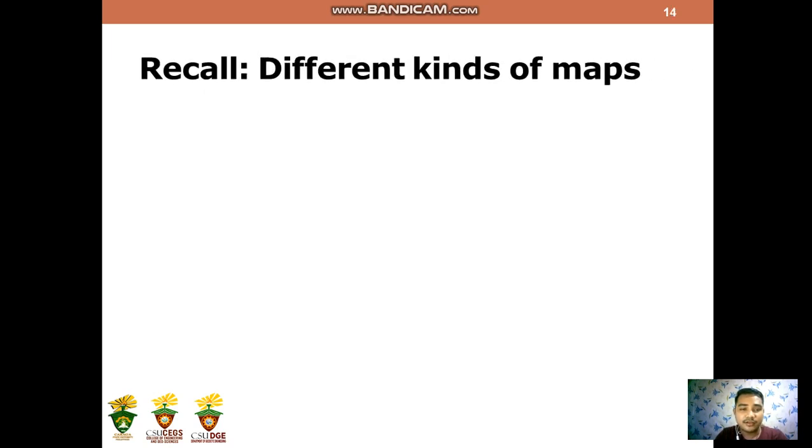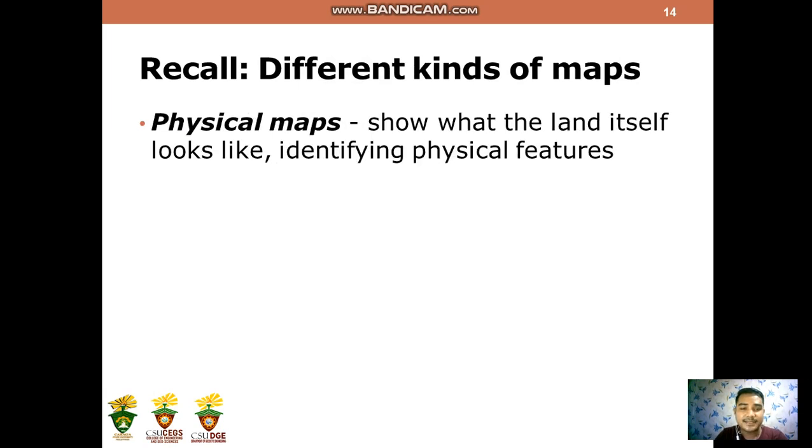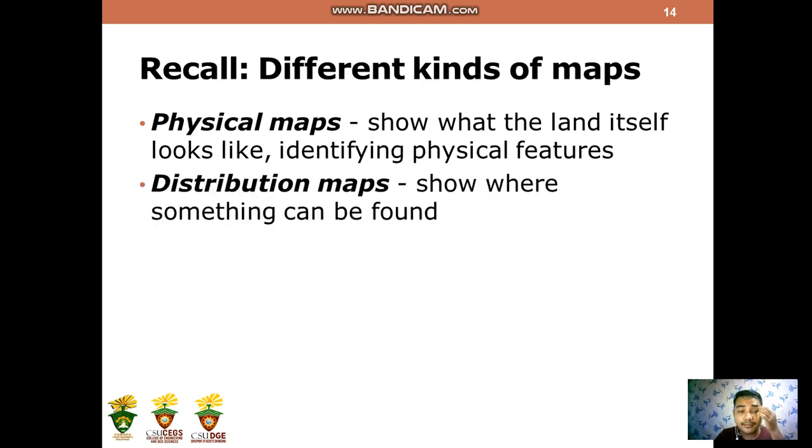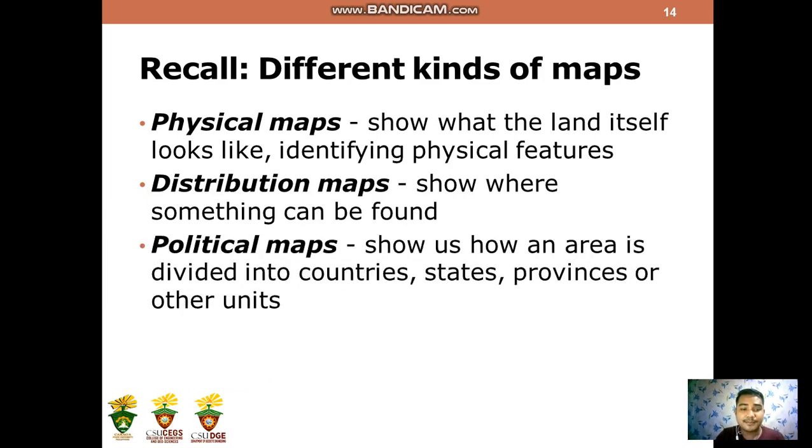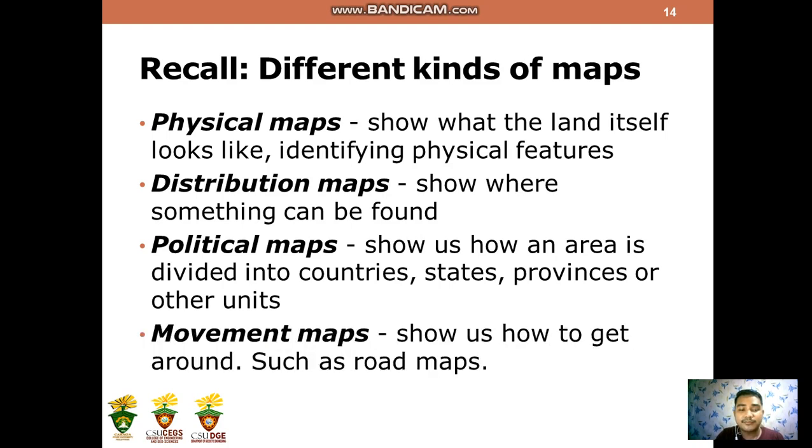And let us recall the different kinds of maps. We have physical maps. So physical maps show what the land itself looks like, identify the physical features. So from the word itself, physical. And we have also distribution maps. It shows where something can be found. Next is political maps. It shows us how an area is divided into countries, states, provinces, and other units. So political boundaries. For example, Butuan City, Cabadbaran City, and so on. And we have also movement maps. It shows us how to get around, such as road maps.